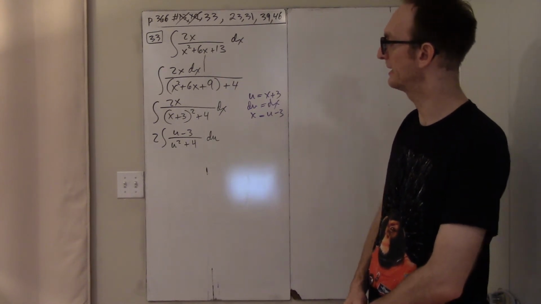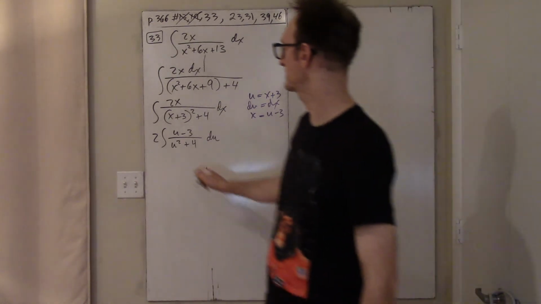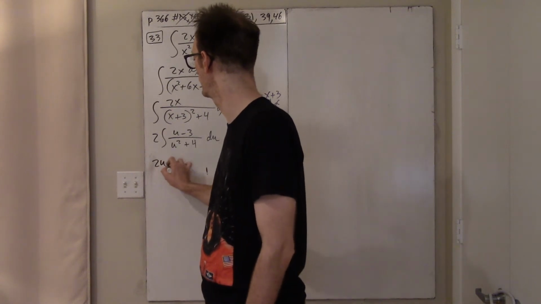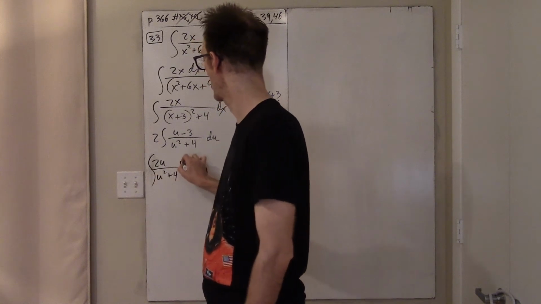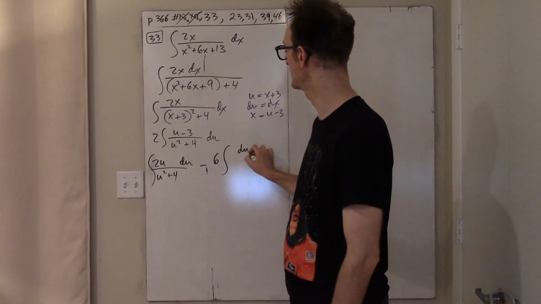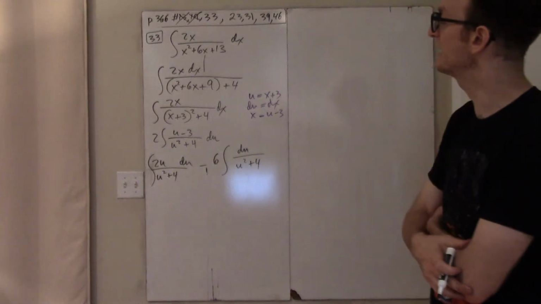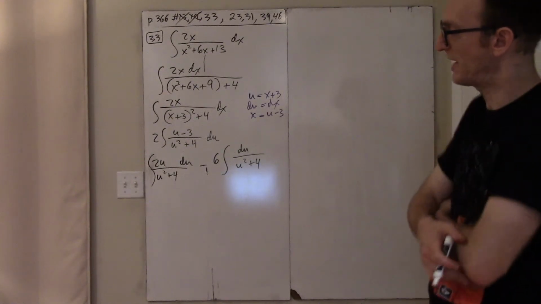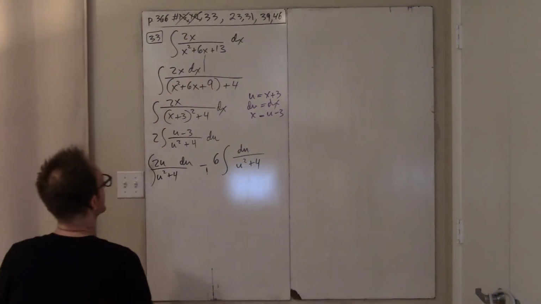But now, hopefully you see that this is really like 2u over u squared plus 4 on the one hand, and minus 6 du over u squared plus 4 on the other hand. And now each of these is easily doable. Because here it's just the same. This is getting a little bit repetitive.